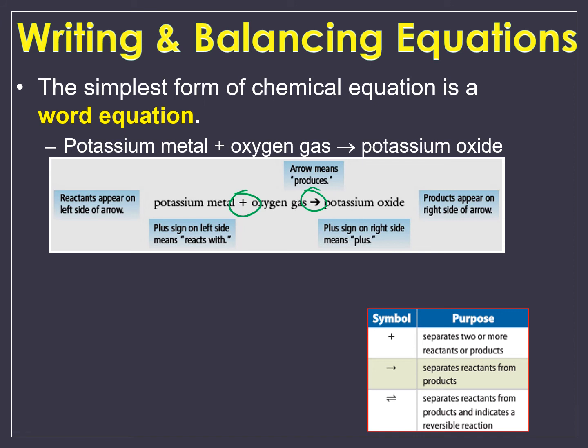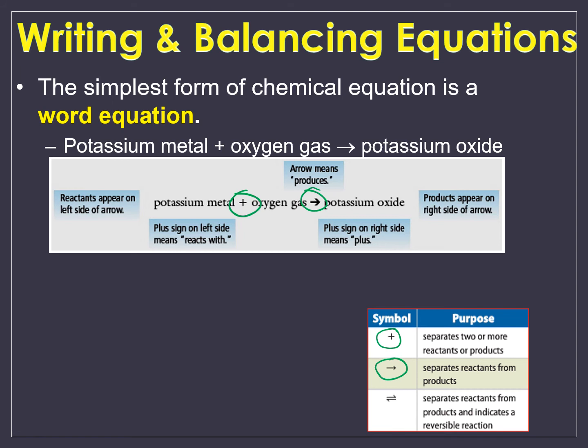And then again, if there is a plus sign on the right-hand side, that's the same thing as plus or in addition to, and products appear on the right side of the arrow. Let's take a look at these symbols here down on the right-hand side. We have the plus sign, and this is used to separate 2 or more reactants or products. The forward arrow separates reactants from products. So again, the reactants are on the left-hand side, and then the products are on the right-hand side.